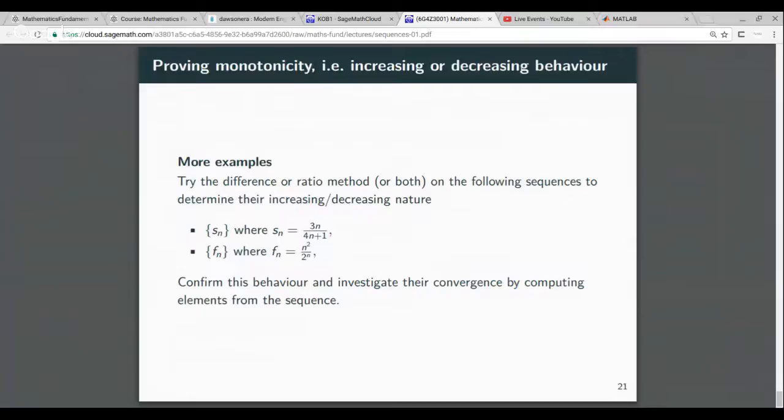So we'll take this example. This isn't in the notes, so this is just on the screen. We'll consider the sequence of elements Sn defined by, so what have we got here? 3n divided by 4n plus 1. And we want to apply this approach of using the difference method or quotient method to try and see if we can prove that this is increasing or decreasing.